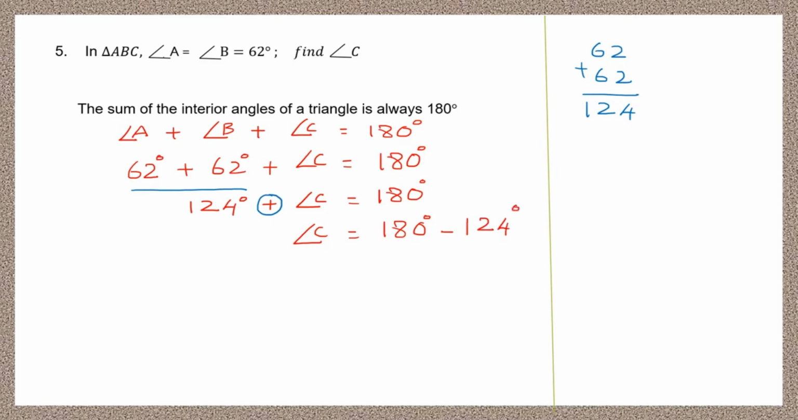So let's subtract this. 180 degrees minus 124. This is 7, 10. 10 minus 4 is 6. 7 minus 2 is 5 and 0. So we found out that angle C is equal to 56 degrees.